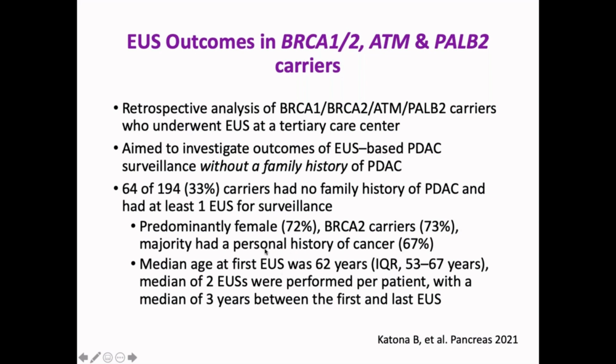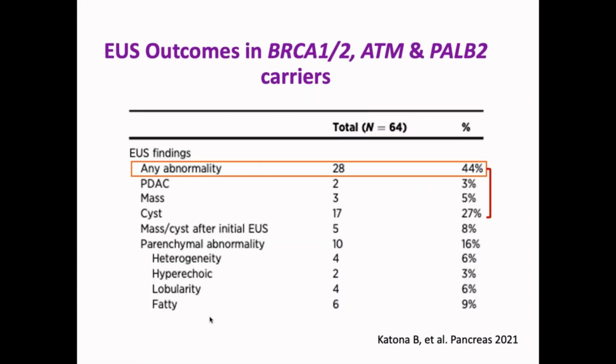The median age of having their first endoscopic ultrasound was 62. Approximately 2 EUSs were performed per patient, and a median of 3 years between the first and the last endoscopic ultrasound. So what were the results? It was not uncommon to find any abnormality in this cohort. 44% of individuals had something, the majority of which were cysts. So this is not uncommon even in the general population. A fraction of these individuals had parenchymal abnormalities, as noted here.